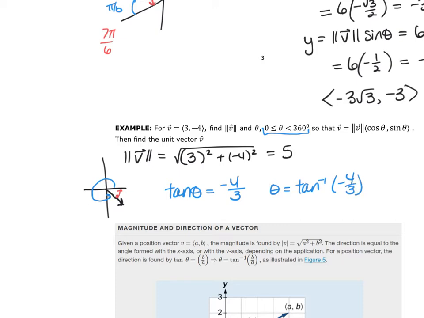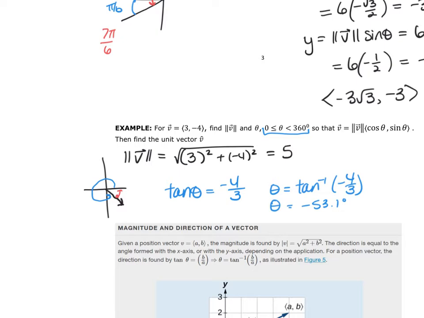Now I've got to make sure that I have my calculator in radians, or in degrees. This wants me in degrees, so I'm going to find the answer in degrees. And I end up with negative 53.1 degrees. That is not in the interval. That is the negative rotation.